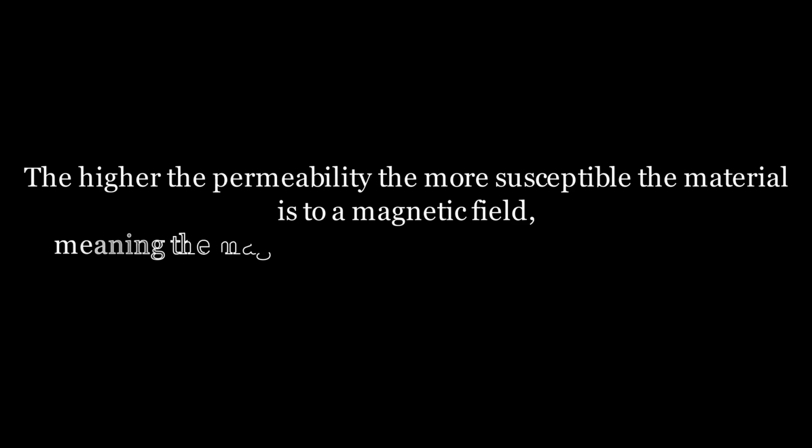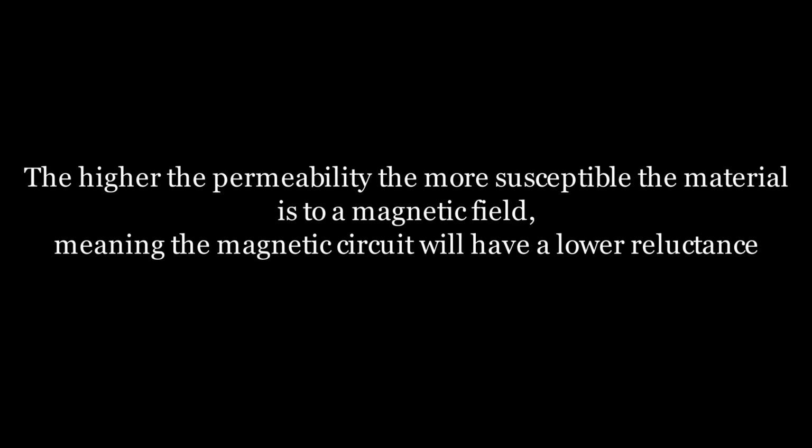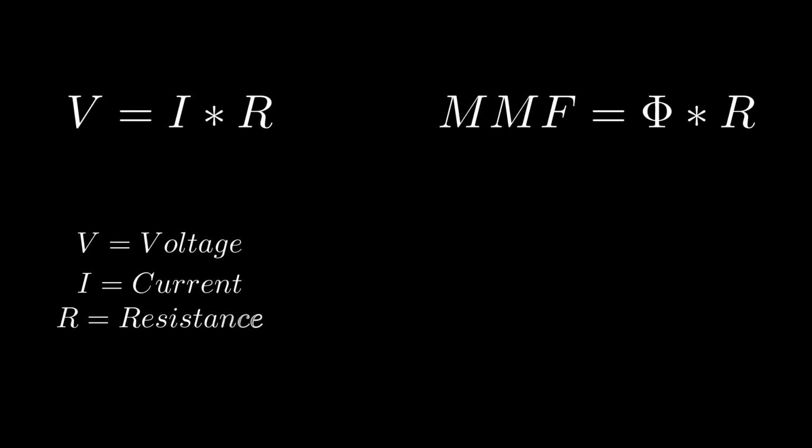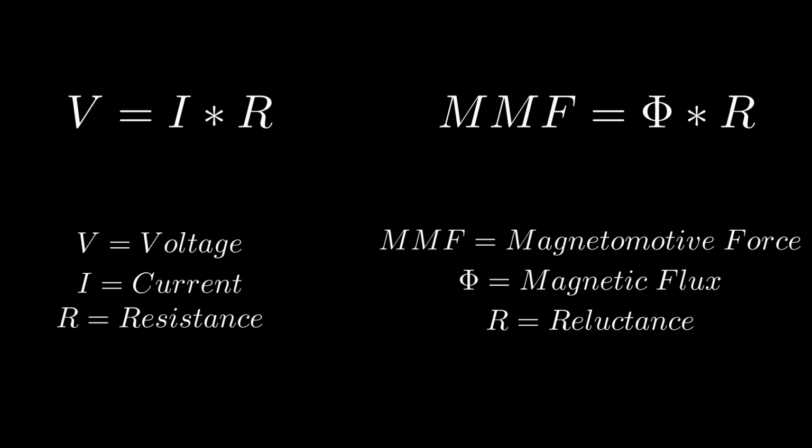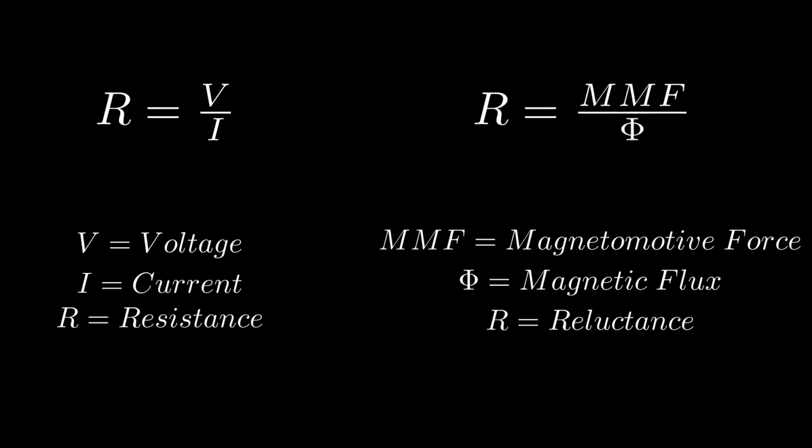The higher the permeability, the more susceptible the material is to a magnetic field, meaning the magnetic circuit will have a lower reluctance. The reluctance of a magnetic circuit is the equivalent of resistance to an electrical circuit. So in a similar way that resistance restricts the current flow without taking into account factors like heat dissipation, the reluctance opposes the flow of magnetic flux for a given magnetomotive force.